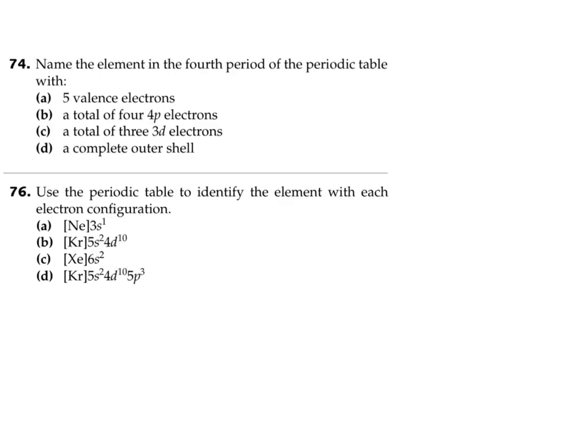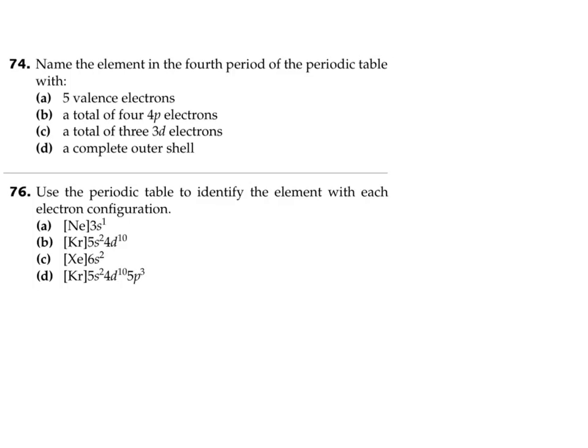This is kind of fun. It's kind of like a scavenger hunt, right? So sometimes my tests have taken on this sort of approach. Given the periodic table, find the element in the fourth period with 5 valence electrons. So what group are you going to look in for 5 valence electrons? 5A, yeah.